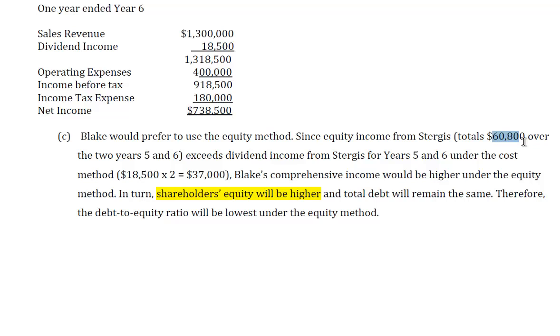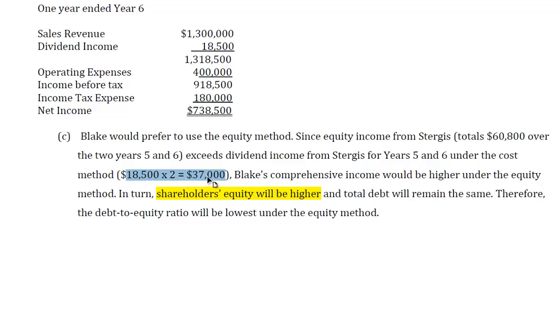We also had some OCI in there at some point in time of $2,850, and then we also had a similar thing going on in year 6. If you add up all of that amount of income, it really comes to $60,800. That's what they took in equity as a result of their investment in Sturgis. But don't forget, if they had done it under the cost basis, they would have only taken in the dividend times 2, $18,500 per year for 2 years at $37,000.